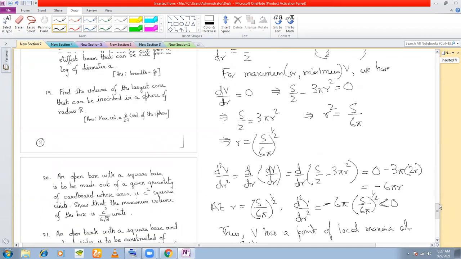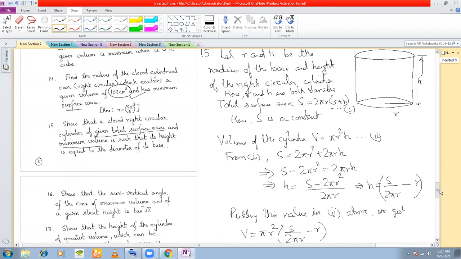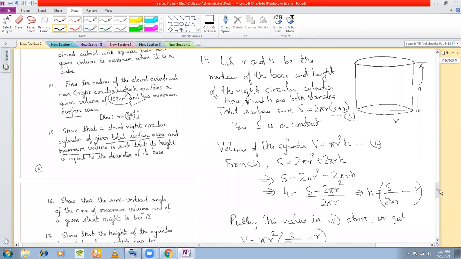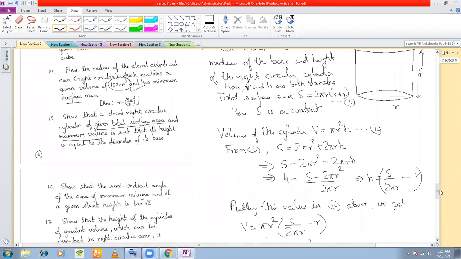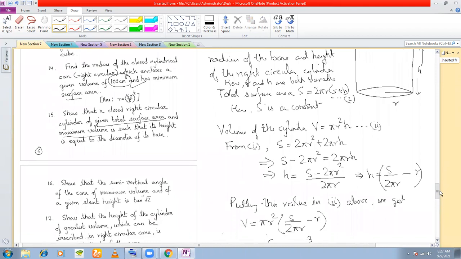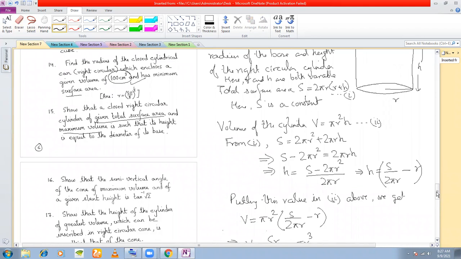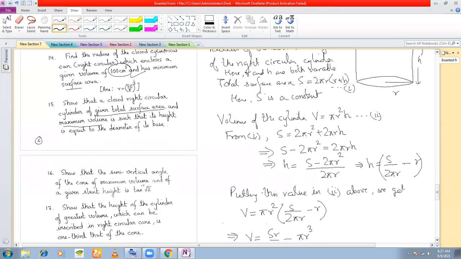And what is it that you have to find out here? If you read this question, show that a closed circular cylinder of given total surface area and maximum volume is such that its height is equal to diameter of the base. That means you have to look for a relation between height and radius or the diameter. So if you want to look for a relation, then you can use one to find out the relation, right?